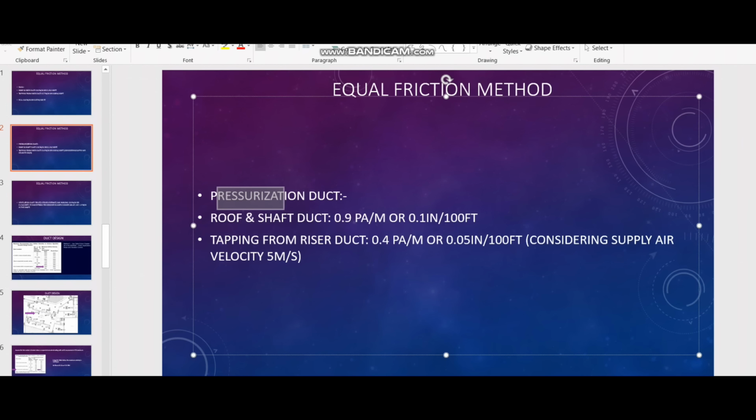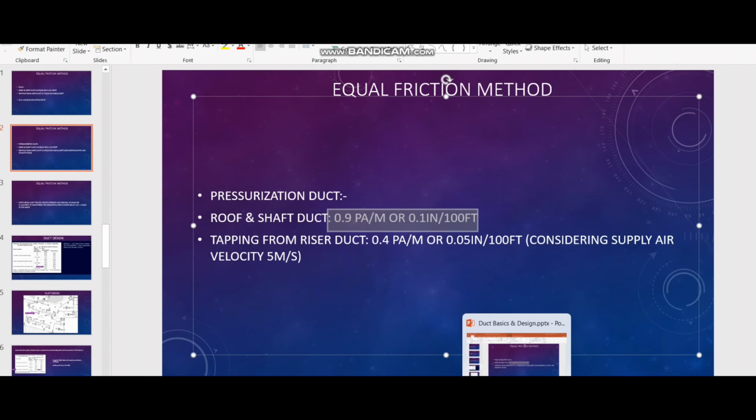For the pressurization duct first, the roof and shaft duct, you can follow the equal friction value of 0.9 Pascal per meter, that is 0.1 inch per 100 feet. Since noise is not an issue in the roof and shaft, you can slightly increase the value based on the site requirement, but I would recommend going with 0.9 Pascal per meter, similar to our FAHU shaft and roof duct that we did.